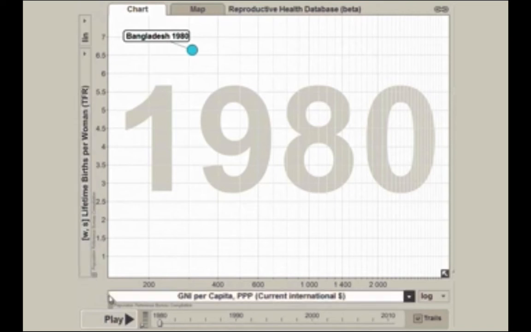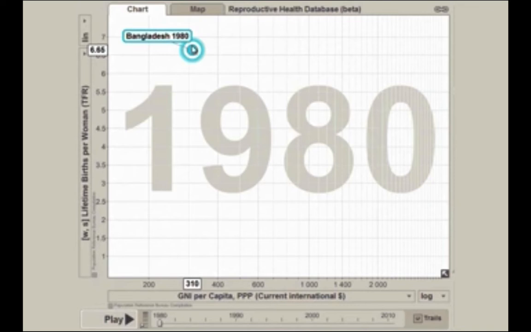On the bottom axis, we have the gross national income per person, or GNI. This is in US dollars, and it is standardized for what a dollar can buy today in Bangladesh. On this bottom axis, we go from 0 over to $3,000. In 1980, the fertility rate, or average number of births per woman, in Bangladesh was about 6.5. The gross national income per person was only $310.